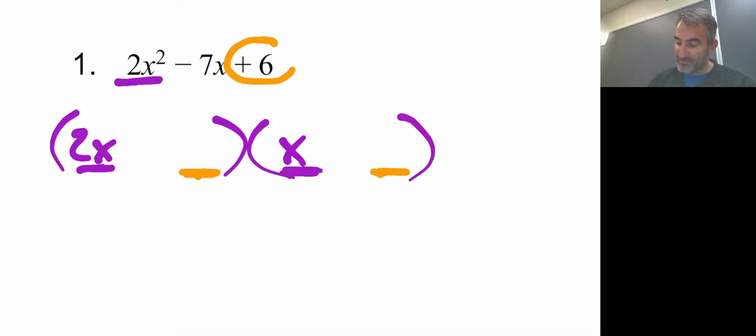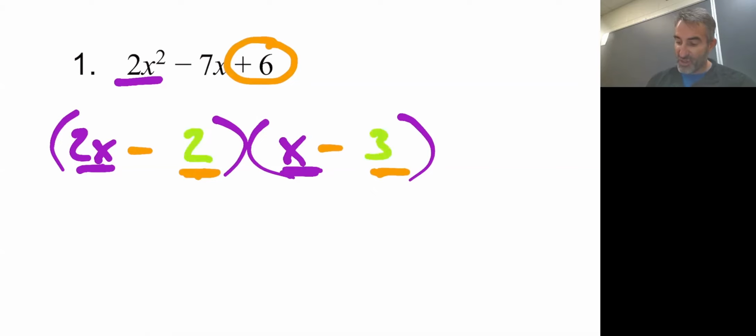Whatever I put in there has to multiply to be positive 6. Since it's positive and that's a negative, the signs will be minus. Okay. Now there's some tricks to the trade. So here's an easy trick. Most people will check 2 and 3. All right. 2 there, 3 there.